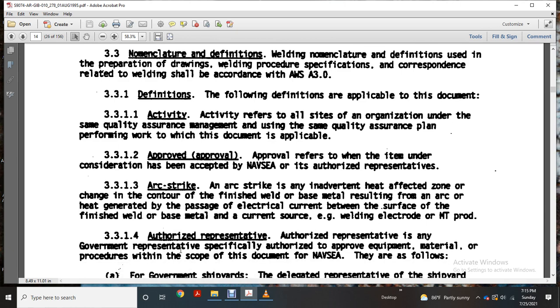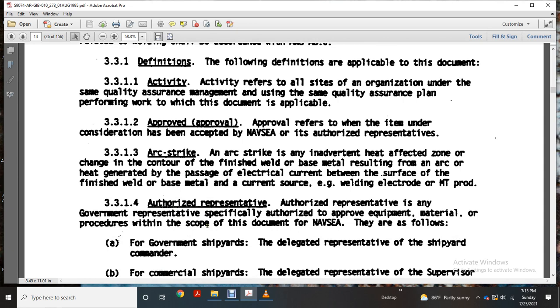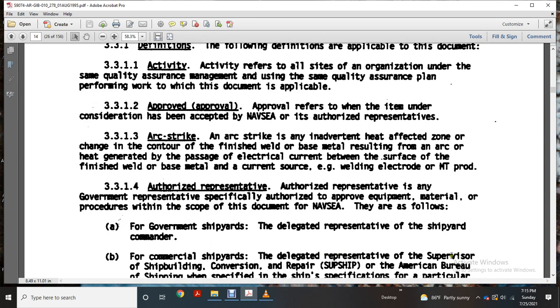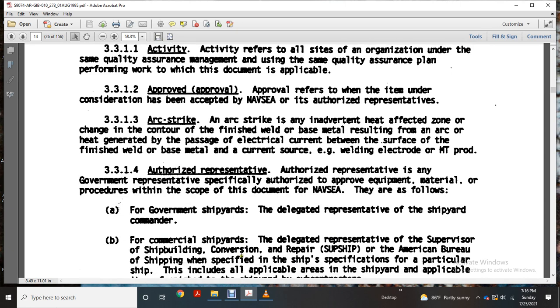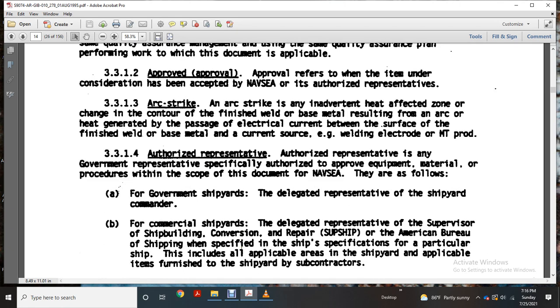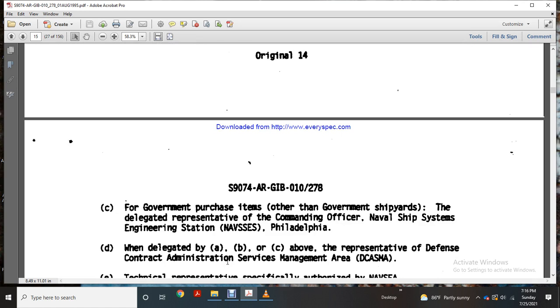Authorized representative. The authorized representative is any government representative specifically authorized to approve the equipment, the material, the procedure, and the scope of the document: the Naval Sea Systems Command; for a government shipyard, the delegated representative of the shipyard commander; for a commercial shipyard, the delegated representative of the supervisor of shipbuilding, conversion and repair; and the American Bureau of Shipping specified with the specifications, particularly with the ship, including all areas of the shipyard and items furnished to the shipyard by subcontractors. The government purchase item other than government shipping.